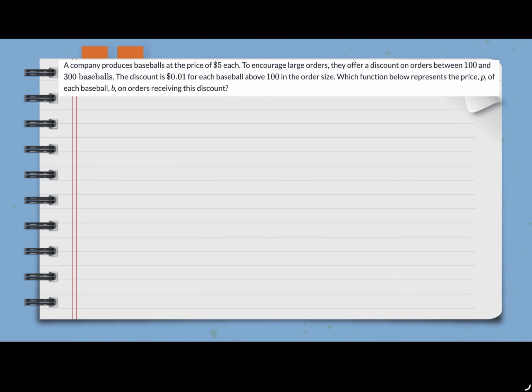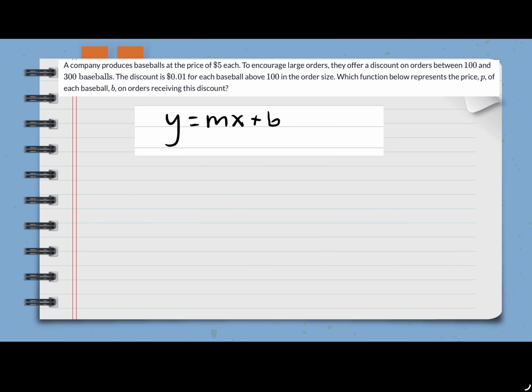So you can convert this into y equals mx plus b. And y will be P of B in this case, because P is our y value, and B is our independent variable, the x-axis, because the price is dependent on how many baseballs you order. So the minimum order must be 100, and to get the discount you have to buy at least 101 baseballs.